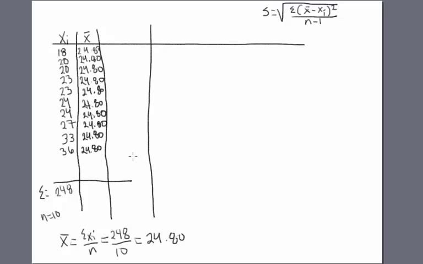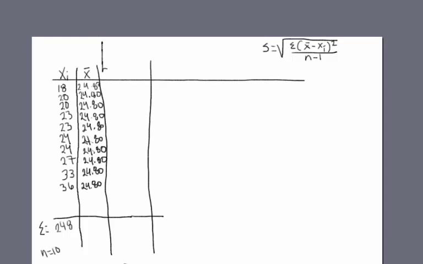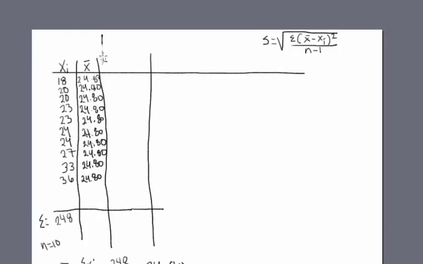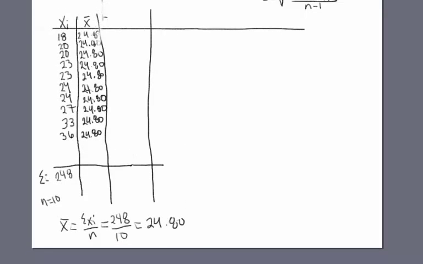The next thing I'm going to do, the third step, is I'm going to make a column of the quantity x sub i minus x bar, or a better way to think about it is the quantity x bar minus x sub i. So let me draw that for you. So label this x bar minus x sub i.